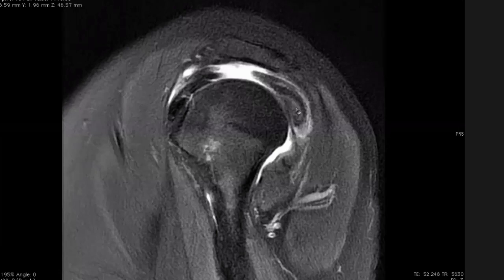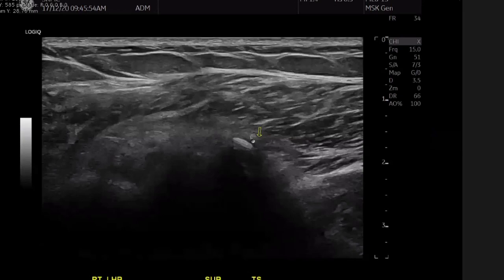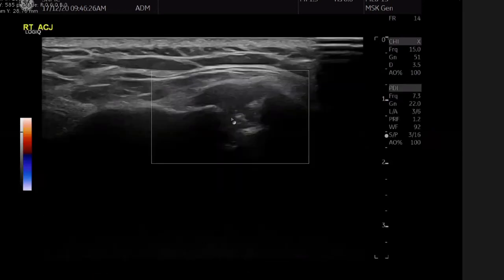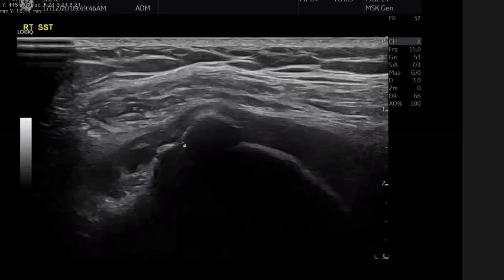infraspinatus tendon. All right. And on ultrasound, when I was scanning, I saw this. And this does not look like that lobular gallstone-like calcification. It looks like a cortical fragment with a defect. So this looks like a corticated fragment. This is not calcification. So then we did MRI to confirm, and that's what we found.